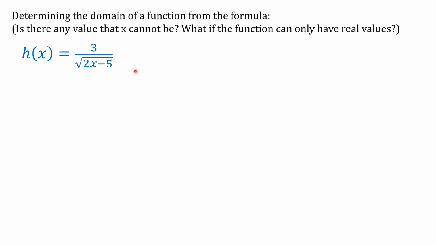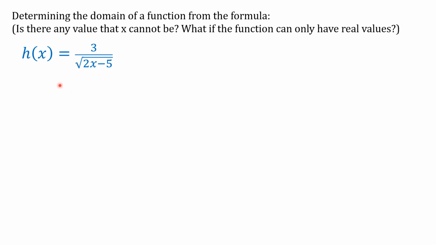Problem number 1 is you can't have 0 on the bottom of a fraction. So whatever would make this bottom here 0, that's not going to work out. Problem number 2, if we're trying to get a real function, a function that gives you back real answers and not imaginary answers, no i's, then we can't have a negative number inside the square root.